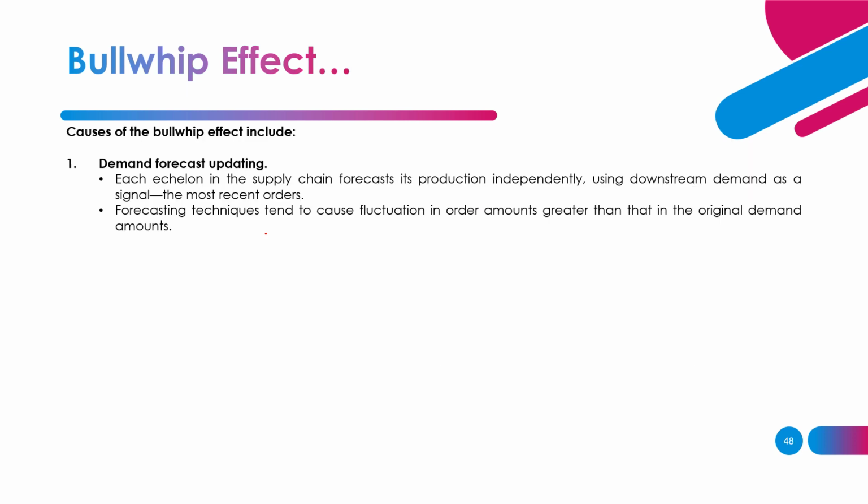Now let's talk about the causes behind it. That's where the bullwhip effect occurs in a supply chain. The first major cause is demand forecast updating, because every echelon or tier of the supply chain forecasts the demand by itself and produces the quantity based on its own forecasted demand, and they are not connecting with the downstream. So based on the forecasted demand from the downstream, they predict more and produce more quantity as compared to the demand. That is due to the forecasting techniques, so they order more quantity. So the first reason for the bullwhip effect is poor demand forecasting.